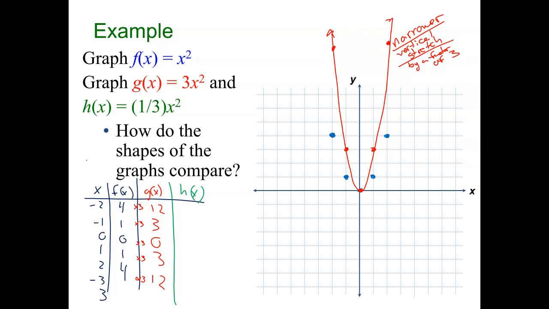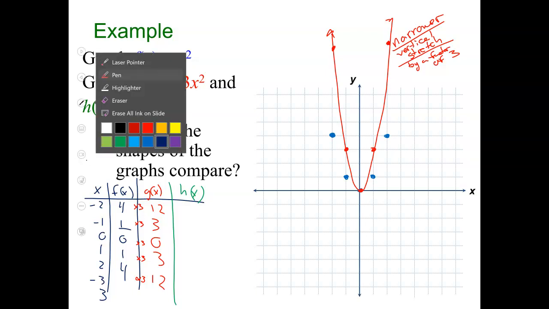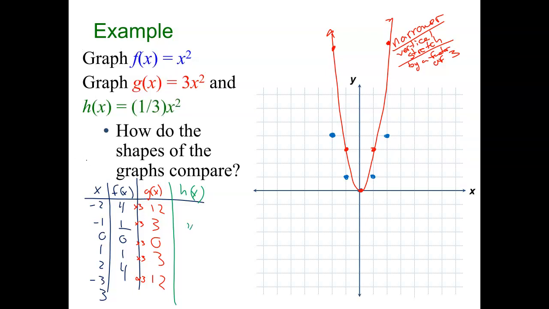But what's 1/3 of 1? 1/3. 1/3 of 1 is 1/3. What's 1/3 of 0? 0. What's 1/3 of 1? Okay, now, let's do the -3 and the 3. Okay, -3 squared is what? 9. What's 1/3 of 9? 3. Okay, that just makes it work a little bit nicer than having so many fractions. What's 3 squared times 1/3?